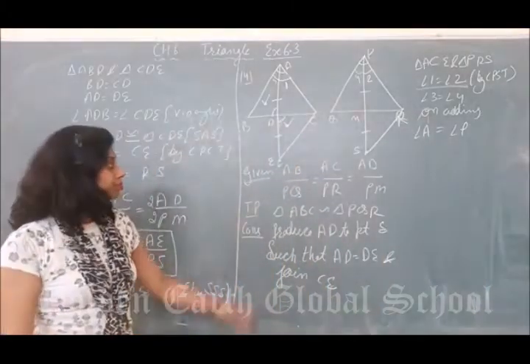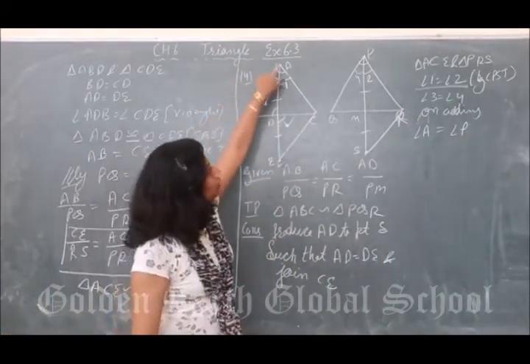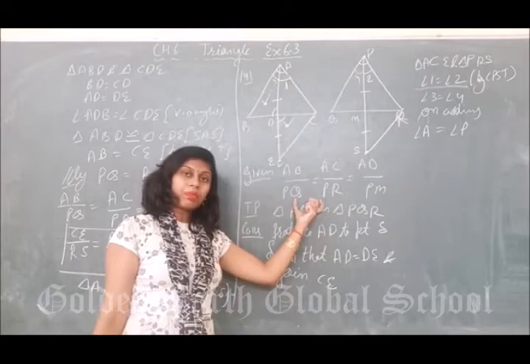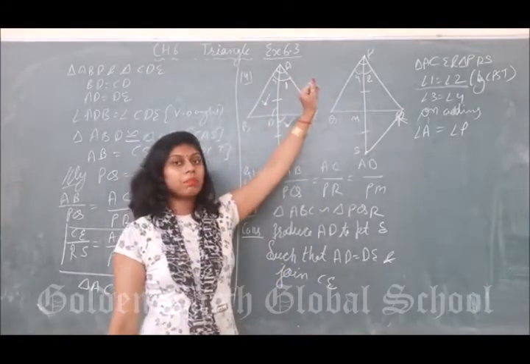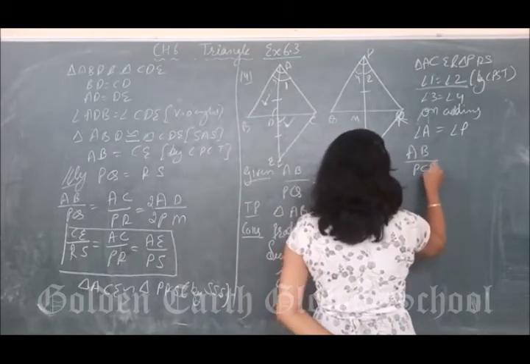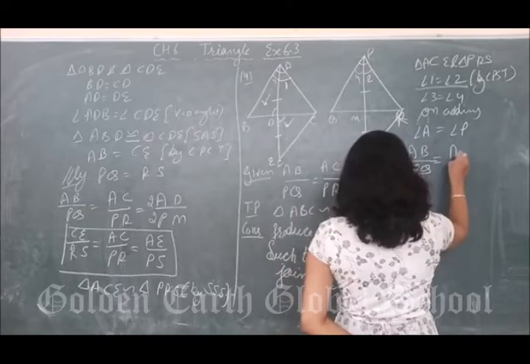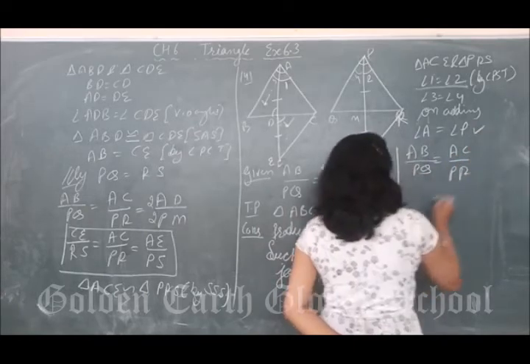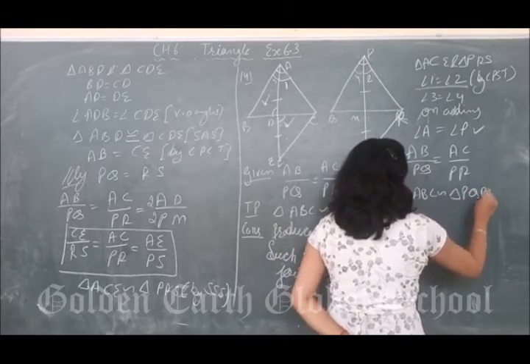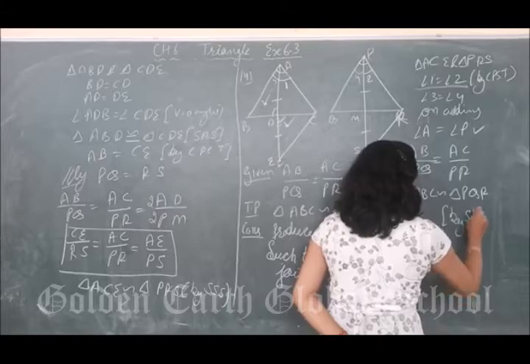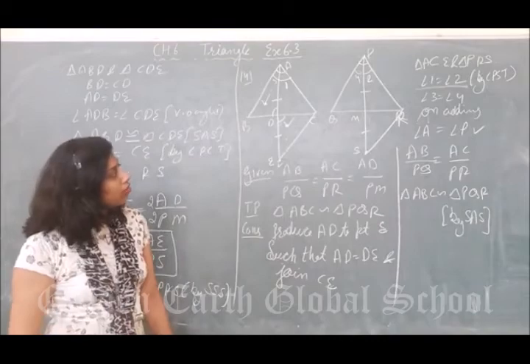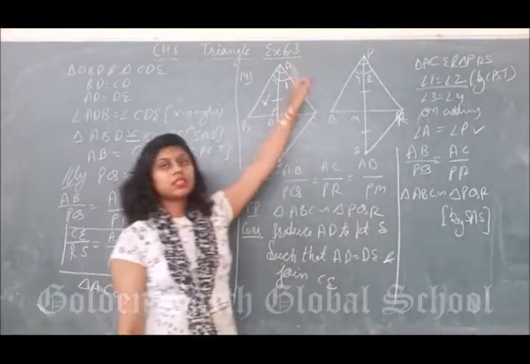Now AB upon PQ, AC upon PR. These sides are also already in proportion. So angle A is equal to angle P. So we can write down here firstly AB upon PQ is equal to AC upon PR. These angles are equal, so we can say triangle ABC is similar to triangle PQR by which rule? SAS. Clear? So this is all we had done to prove angle A is equal to angle P.